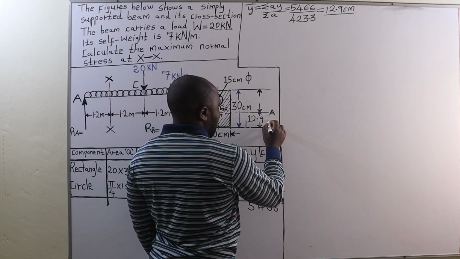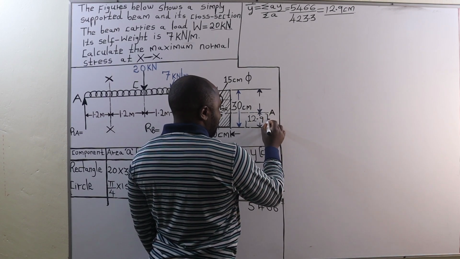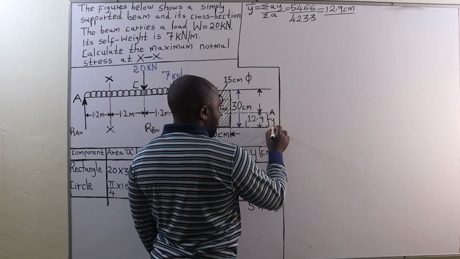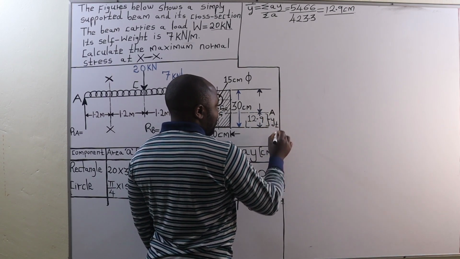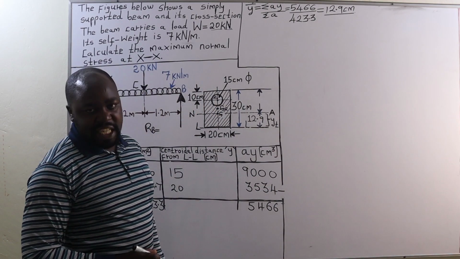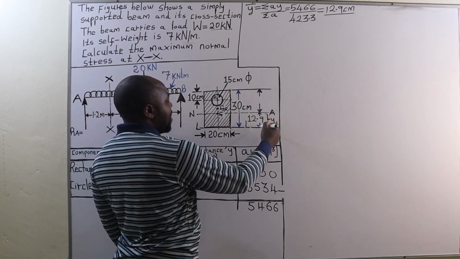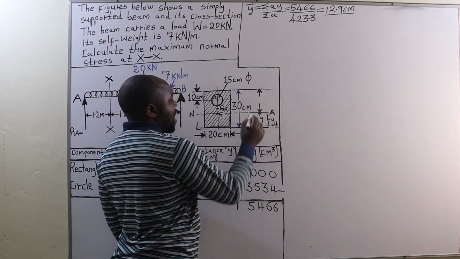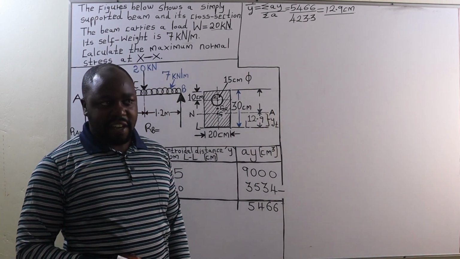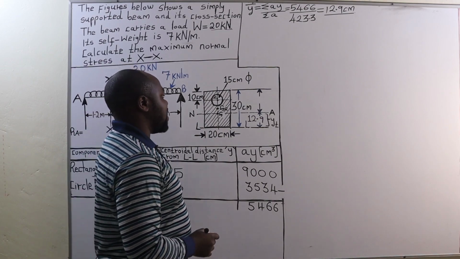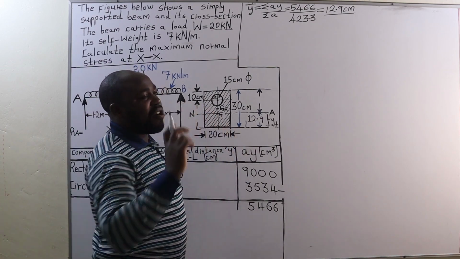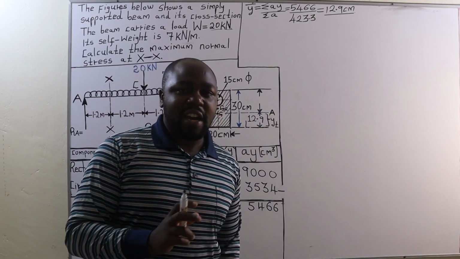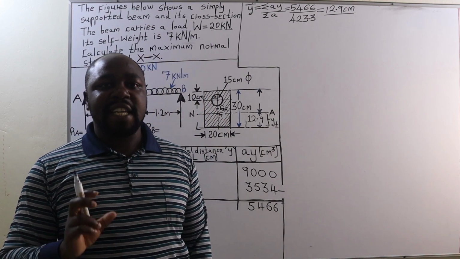Now, this section here, from the neutral axis all the way to LL, is the section that is subjected to tensile stress. Therefore, we call it YT. The remaining section, from the neutral axis all the way to the upper region of the beam section, is the section subjected to compressive stress, and we usually call it YC.